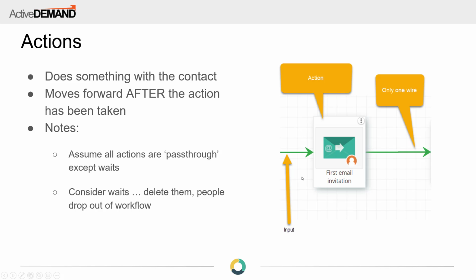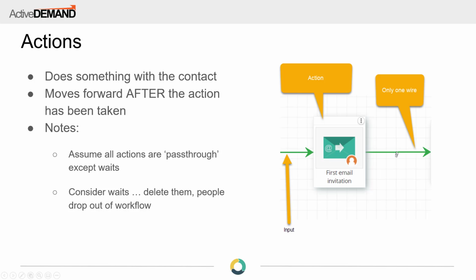Now, the next type of step that I'm going to talk about is the action step. So the actions are really where we get things done. Typically, we're doing things in a workflow that involve the contact. So it does something specific with that contact when it hits this step. And if you look at it, there's only going to be one input wire here, well, there can be multiple depending on decisions. But with certainty, there is only one exit wire.